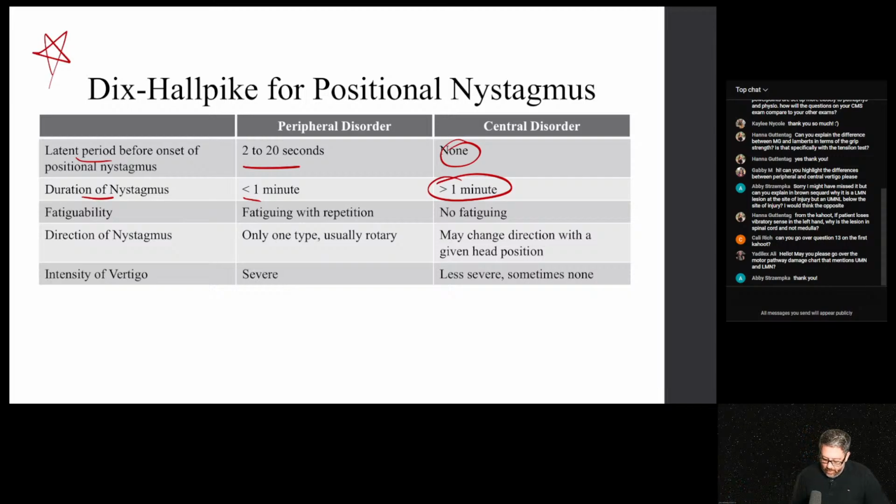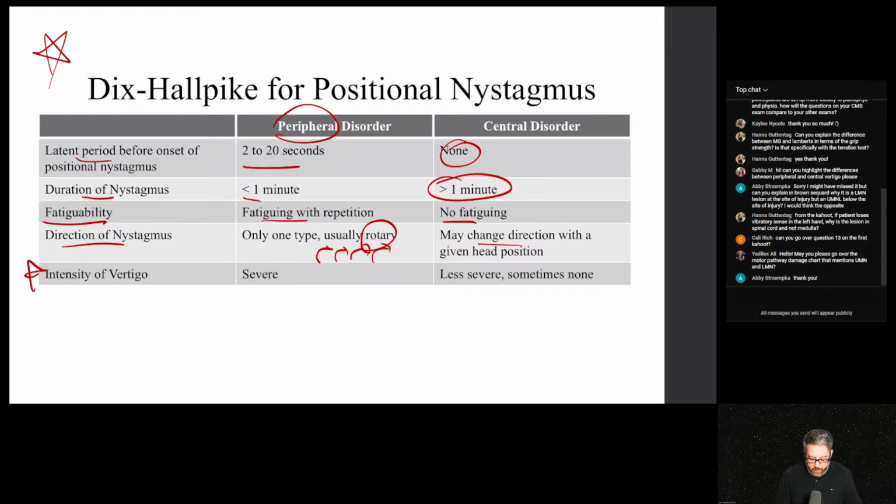Fatigability. Every time you put them down for the Dix-Hallpike, if it's a peripheral disorder, they're going to eventually stop having the nystagmus. It's going to fatigue out. But if it's a central problem, there's no fatiguing of the nystagmus. The direction of the nystagmus is usually going to be rotary, so it's going to bounce like that. And the central may change position.